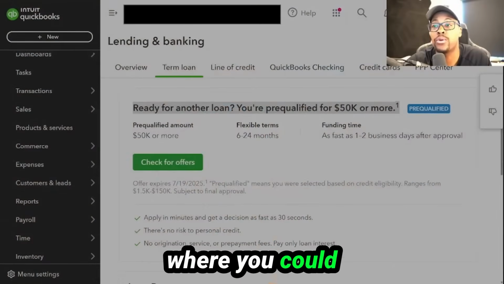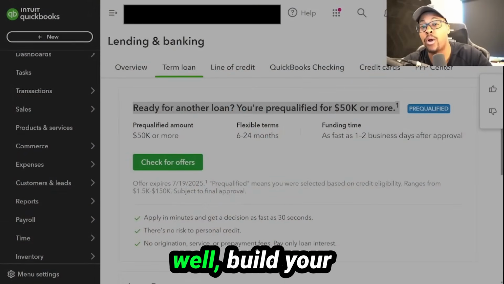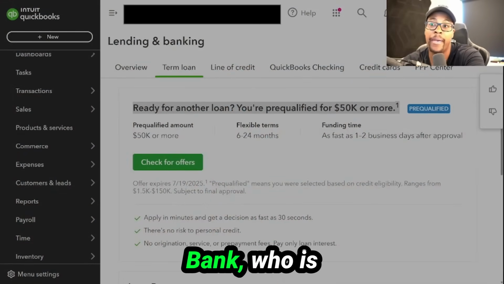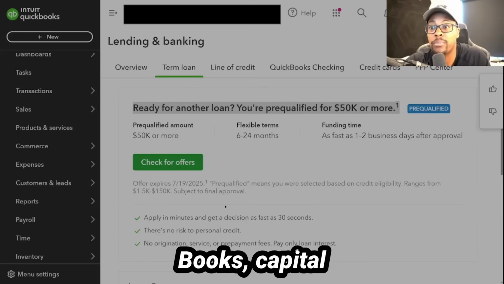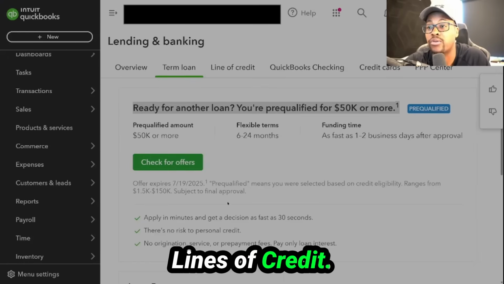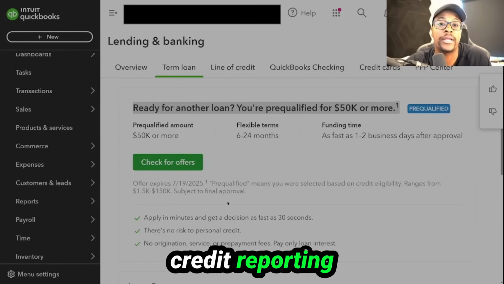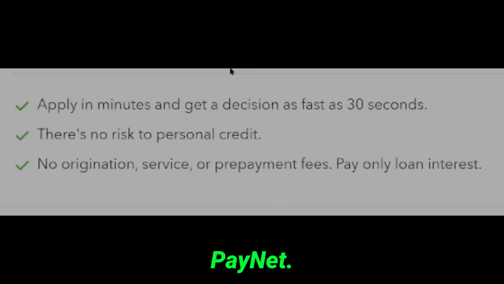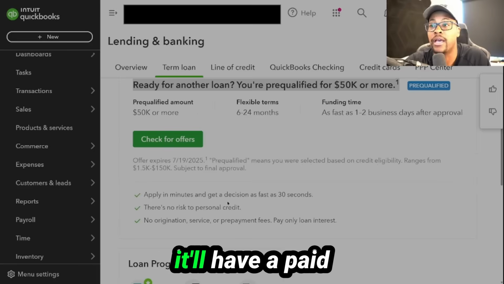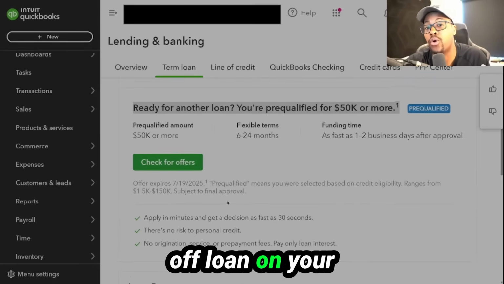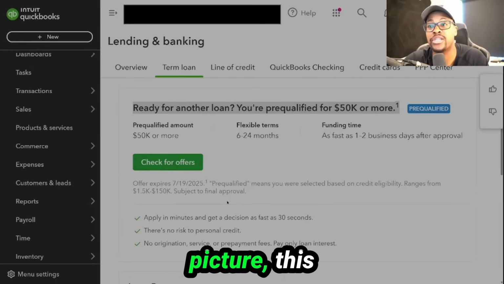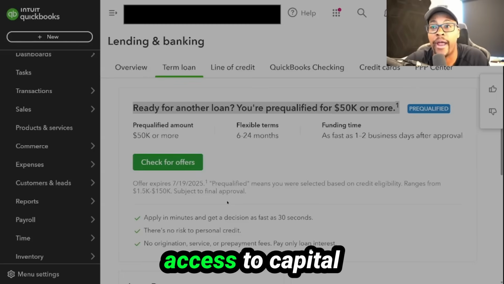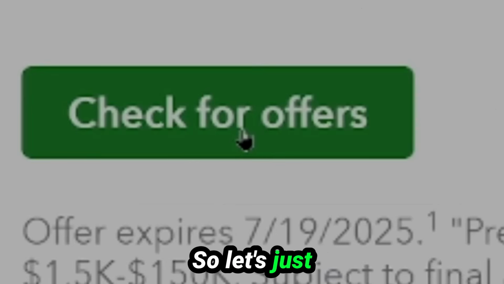This is something where you could basically build your credit as well, build your business credit, because WebBank, who is the underwriter of QuickBooks Capital term loans and lines of credit, reports to the business credit reporting agencies, Dun & Bradstreet, Experian, PayNet. They report to all of that. So it'll have a paid off loan on your business credit. When you look at the bigger picture, this is going to open you up for more access to capital down the road. So let's just walk through this real quick.